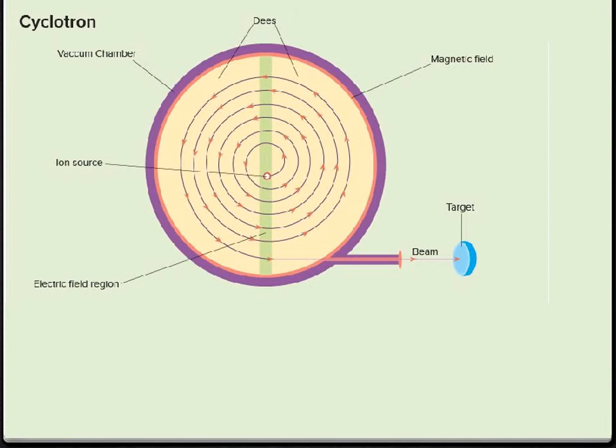Now, cyclotron. There is a definition for Tesla. Go through it on page number 168. Definition for Tesla, important 2 mark.